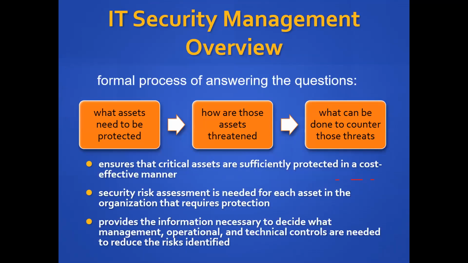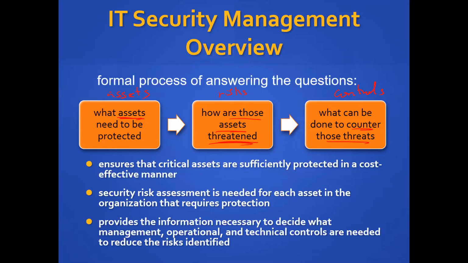All right, so basically, as I said, there's a formal process that you want to follow when you establish security for your organization, right? So you're going to start with what assets need to be protected? How are those assets threatened? All right, and what can be done to counter those threats, right? And that's why this is called the risk and control matrix. So if you think about it, these are controls. These are the risks. And then these are the assets that you want to protect, right? So these are the three main ideas.